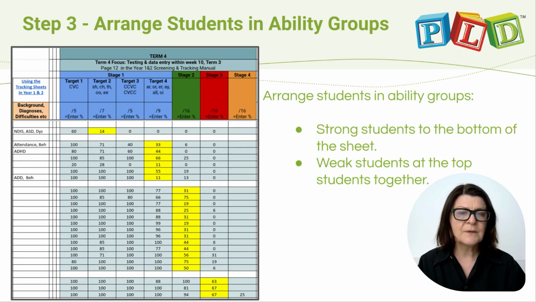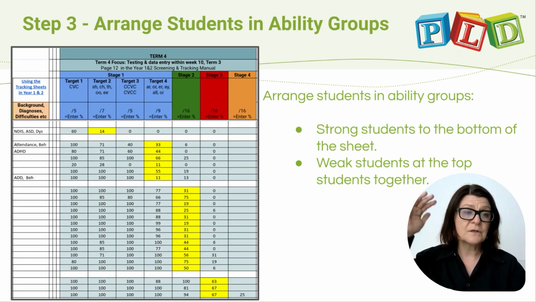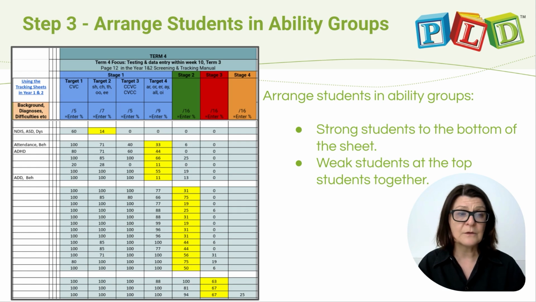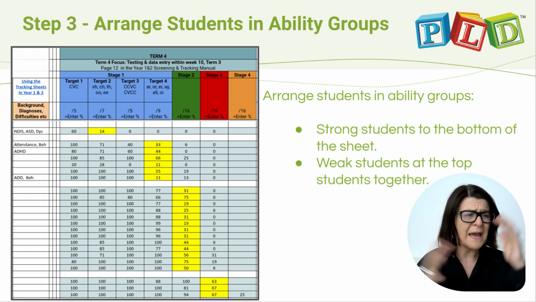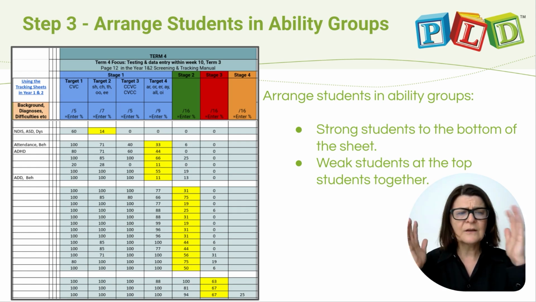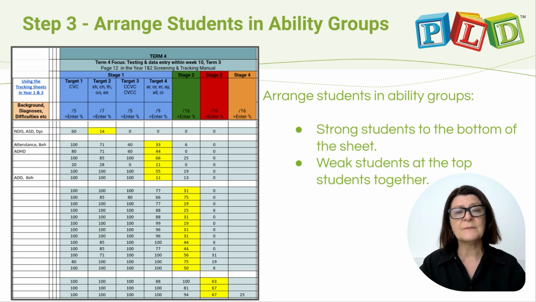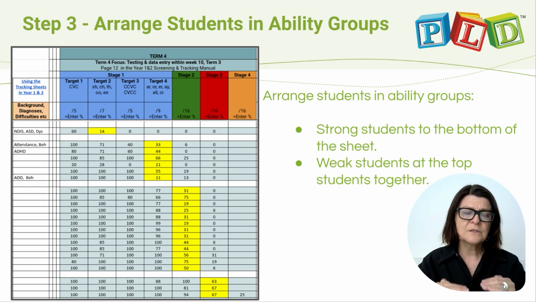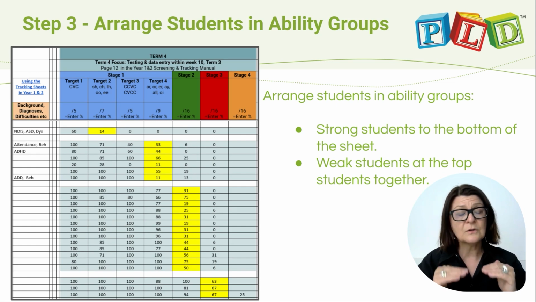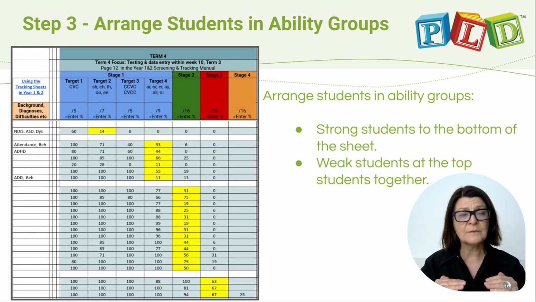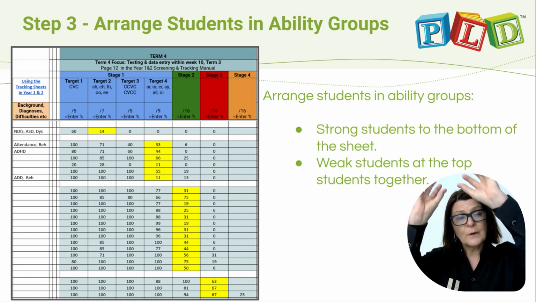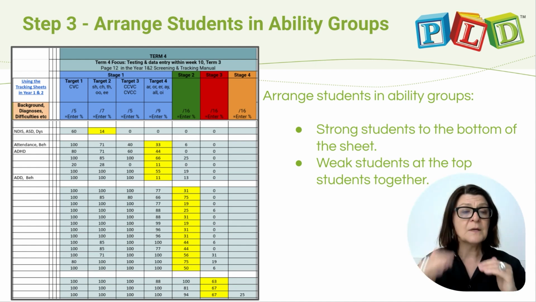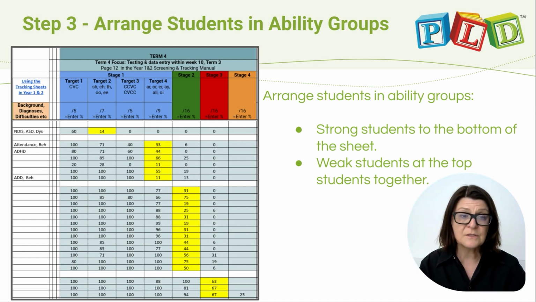The next step is to move those students. They start off in alphabetical order. The screening looks all patchy, and the colour coding on your tracking sheet looks patchy. But then we're going to pull all your students that are quite strong, your tier 1 students, down to the bottom of the tracking sheet. We're going to put your weaker students at the top, and in the middle will be your tier 2 students.